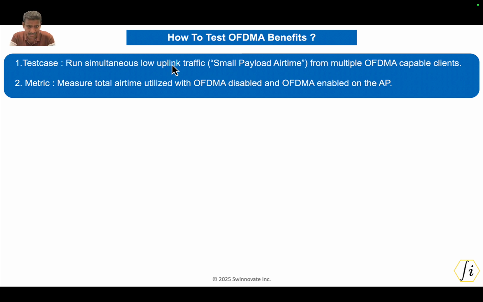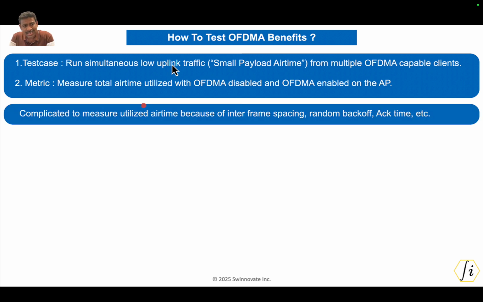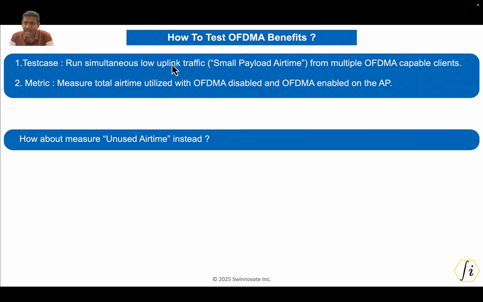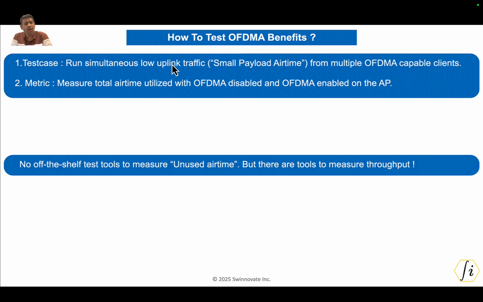So let's look at the practical challenges now. First of all, it is complicated to measure the utilized airtime, because there is all this interframe spacing, random backoff, ack time, and all these things. So it's difficult to measure the total airtime utilized, including all of that. So what is the alternative? How about we measure unused airtime instead of measuring the utilized airtime? Maybe measuring the unused airtime is simpler compared to measuring the total airtime. That sounds like a good idea, but again, how do you measure this unused airtime? Now, there are no off-the-shelf test tools available on the market today, at least to my knowledge, to measure the unused airtime.